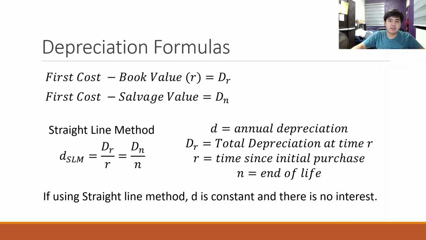If using the straight line method, d is constant and there is no interest. So every year there is a small d, annual depreciation, added to the total depreciation, and that annual depreciation is subtracted from the book value at that time.